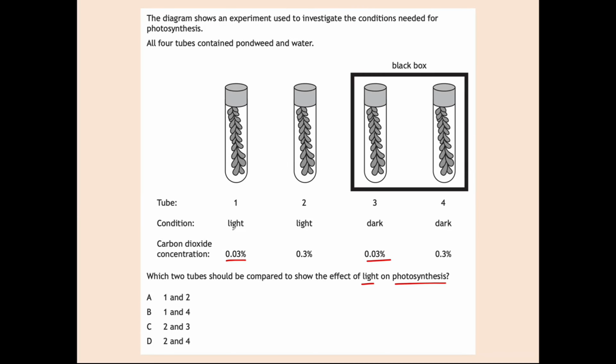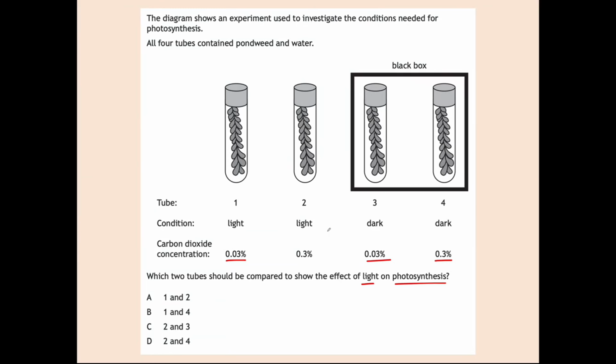What about 1 and 4? Well, 1's in light, 4's in dark. That's perfect. That's what we want. But if we look at the carbon dioxide concentration, those are different between 1 and 4, which means we're not only changing the condition, light and dark, we're also changing a second factor, carbon dioxide concentration. So that would not be valid as a comparison. If we have a look at 2 and 3, that's not going to work, even though there's one light and one dark, because the concentrations are different.